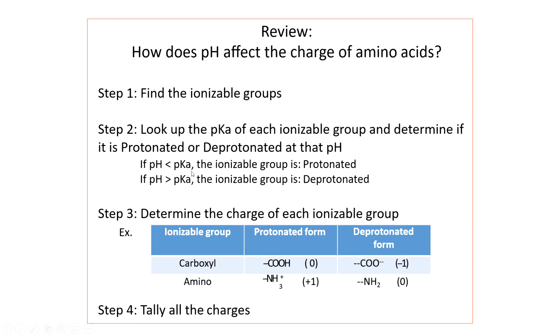If pH is higher than the pKa of that ionizable group, then it will lose its proton. I think I said protein, I meant proton. So it's protonated if pH is lower than pKa, it's deprotonated if pH is higher than pKa. This will allow you to determine the charge of each ionizable group in a chain of polypeptides.